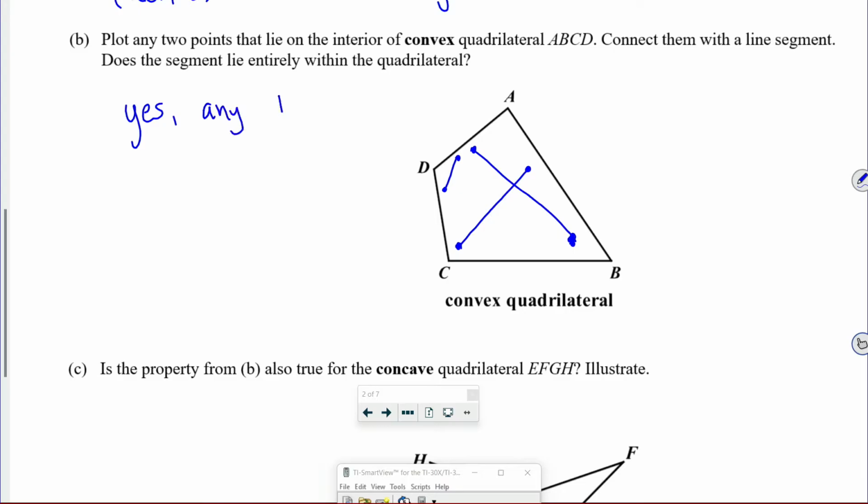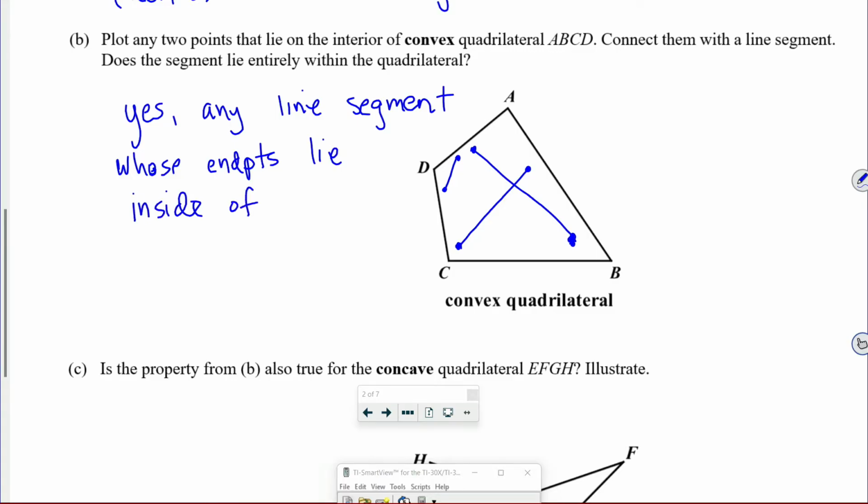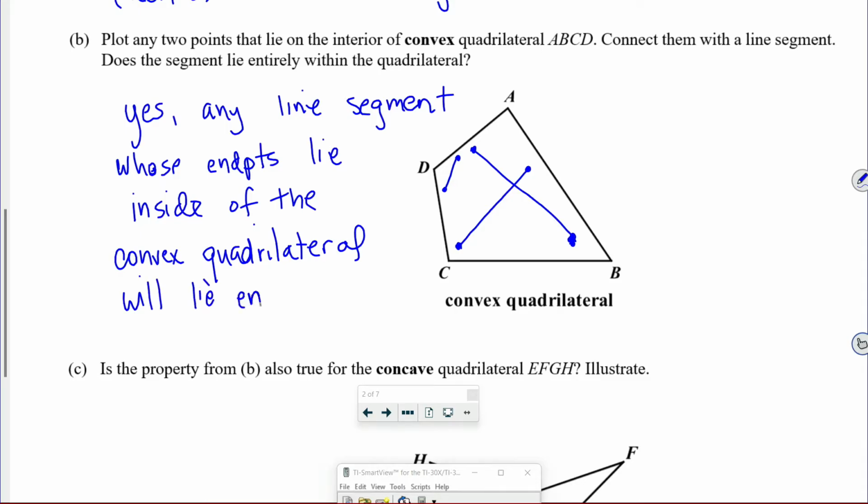Any line segment whose endpoints lie inside of the convex quadrilateral will lie entirely inside of it.